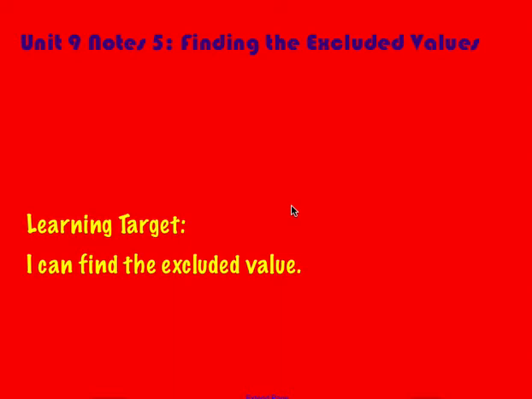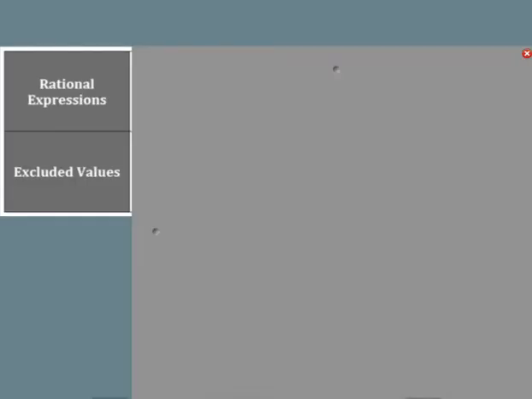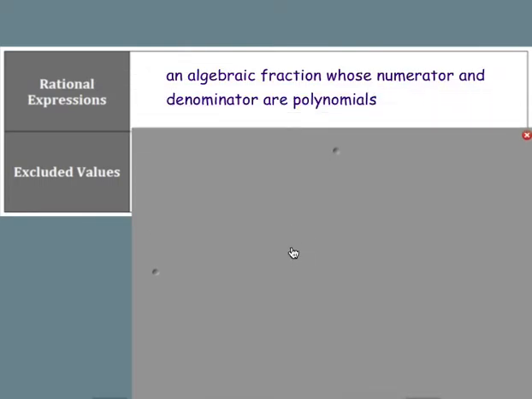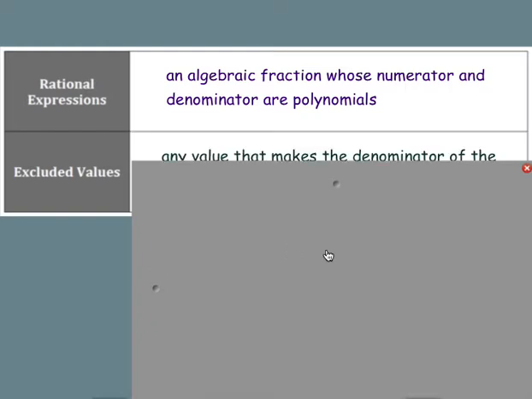So first of all, let's take a look at, in general, what is a rational expression. A rational expression is an algebraic fraction whose numerator and denominator are polynomials. Polynomials: x squared plus 2x plus 3, that's a polynomial. x plus 2, that's a polynomial. So basically we're talking about having a mixture of letters and numbers added and subtracted together with some raised to exponents. Okay? So then, what is an excluded value?